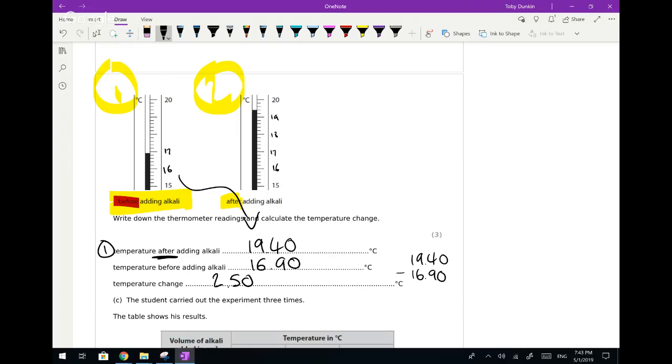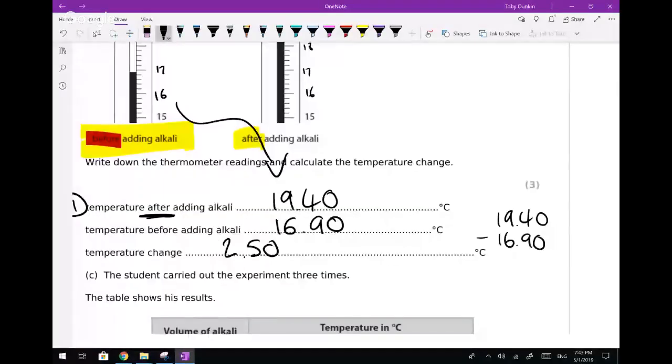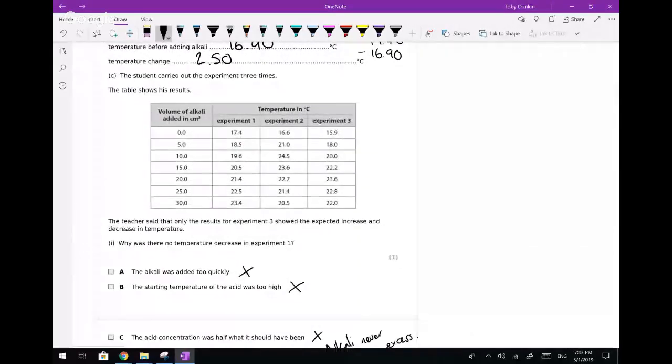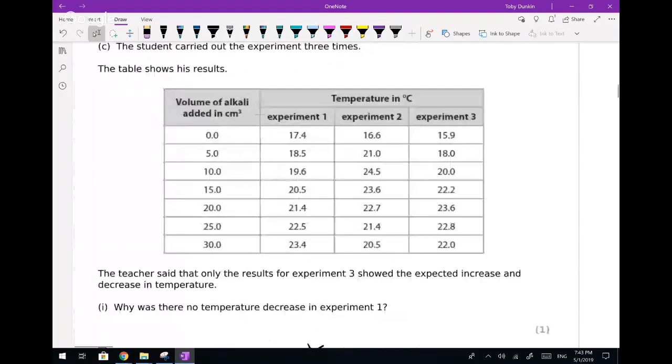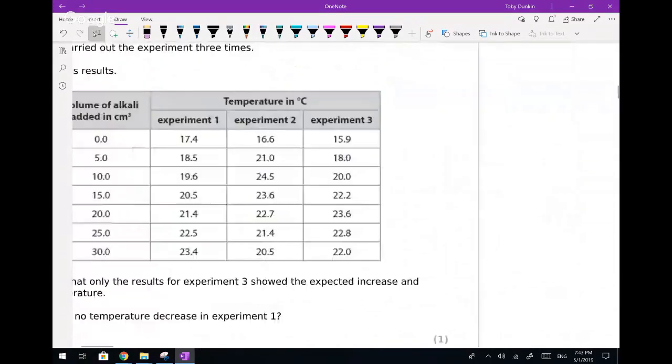So you read your thermometer. I'm not going to go over reading thermometers. It's up to you to practice doing it. Please do so. Right, next. The teacher said that only the results of experiment 3 showed the expected increase and decrease in temperature. There was no temperature decrease in number 1. Oh, that's interesting. Well, let's just consider what we've done here.